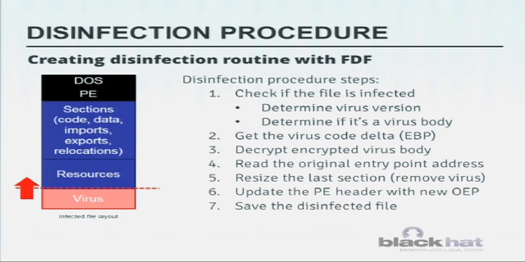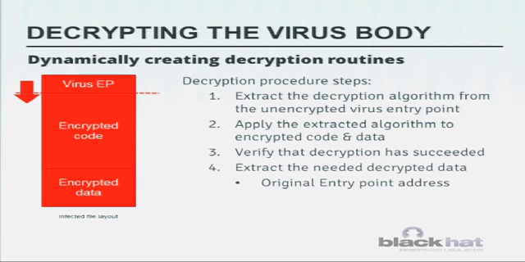So once we do that, we get the virus code delta, because all viruses have been created to be offset independent, and that is quite logical because they can be anywhere in the file. You have to get that starting point somehow, and that's called the virus code delta. It's usually stored in the EBP register for these old viruses, but new ones use other registers as well. Then we have to decrypt the virus body, read the original entry point address, resize the last section, effectively eliminating the virus, update the PE header with the original entry point address, and save the disinfected file. And that's it. Those are all the steps we need to do for this virus.